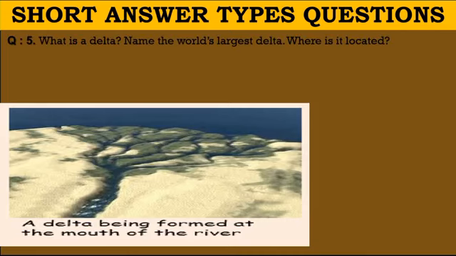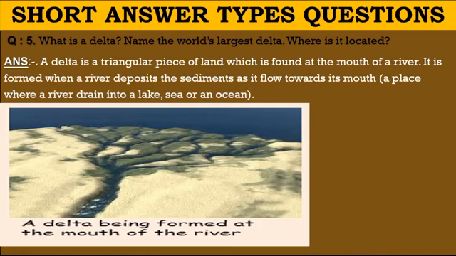Question number 5, what is a delta? Name the world's largest delta. Where is it located? Answer of this question is: a delta is a triangular piece of land which is found at the mouth of a river. It is formed when a river deposits sediments as it flows towards its mouth, a place where it drains into a lake, sea or ocean. A delta being formed at the mouth of the river.